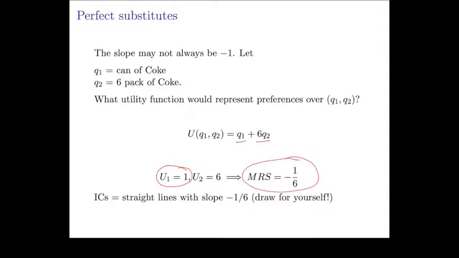That means that your indifference curves are just going to be straight lines that have the slope -1/6. I'll let you figure out how those would look. So you just draw these axes, put 6-packs here, cans here, pick a bundle. So let's say this is comprised of, let's say, 3 6-packs and 2 cans. Draw an indifference curve through that point, through all the other bundles where you're indifferent between them. You'll find that it's going to be a straight line of slope -1/6.